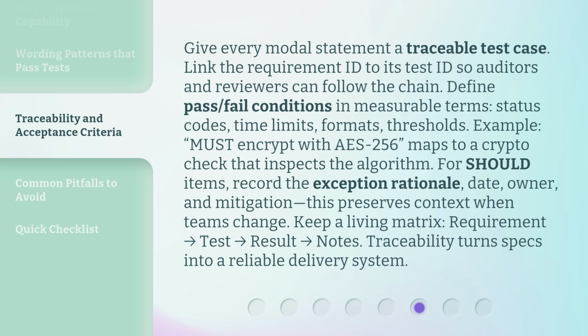For should items, record the exception rationale, date, owner, and mitigation. This preserves context when teams change. Keep a living matrix: requirement → test → result → notes. Traceability turns specs into a reliable delivery system.